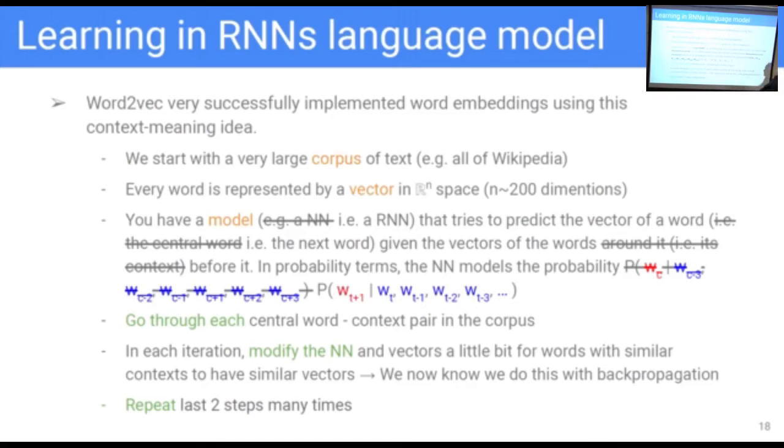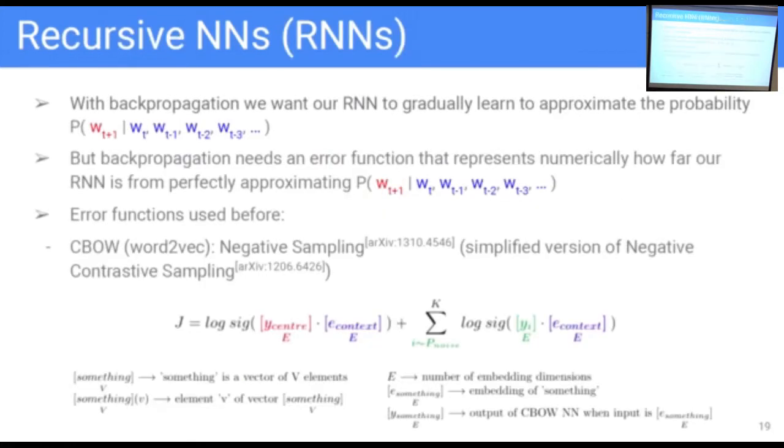We go through each word, we modify the neural network a little bit for it to minimize the loss function a bit better, and then we repeat the other two steps over and over again.